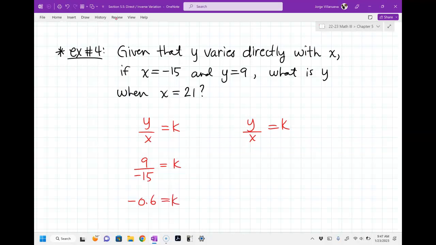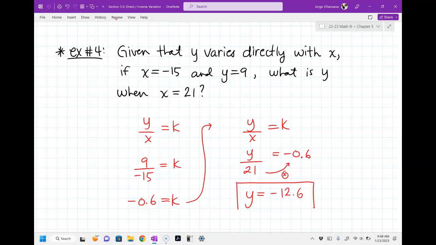Okay? And then you're going to take that k value and put it in the second equation. So that's going to be negative 0.6, and then y over x. Let's read the last part. After the last comma, it says, what is y when x is 21? So y when x is 21. If I multiply 21 times negative 0.6, I get negative 12.6. And there's my answer.